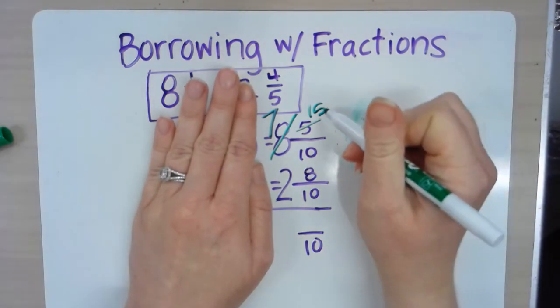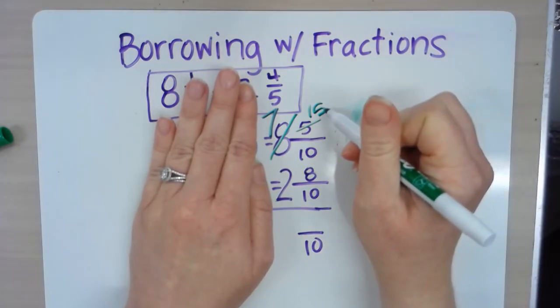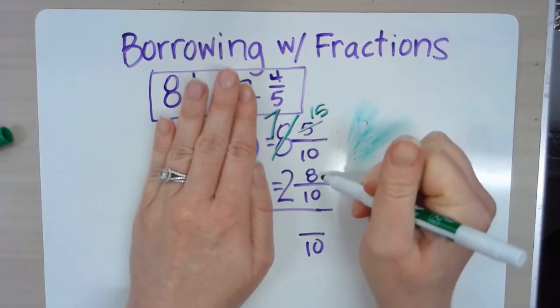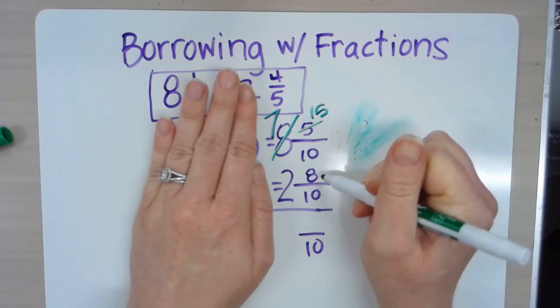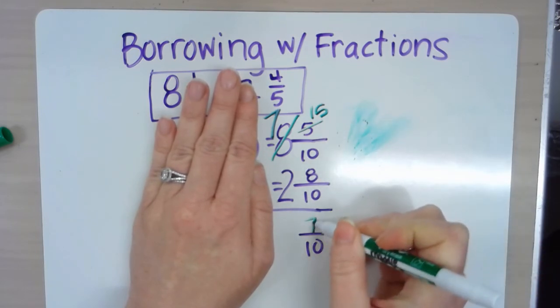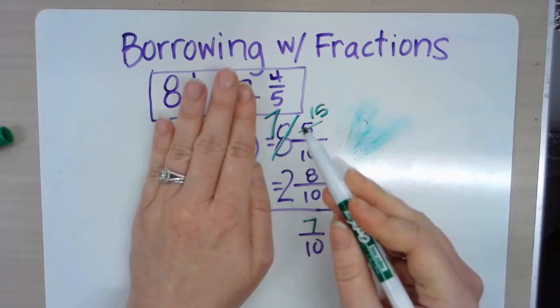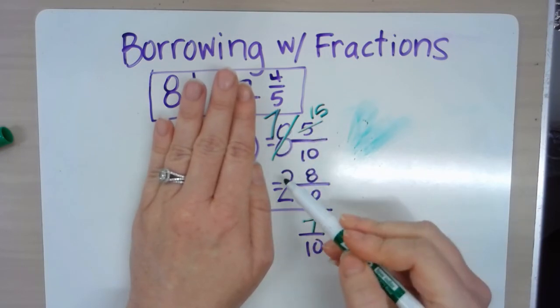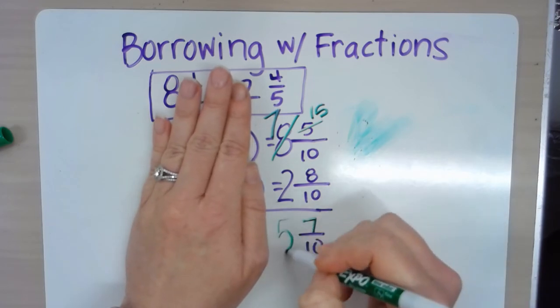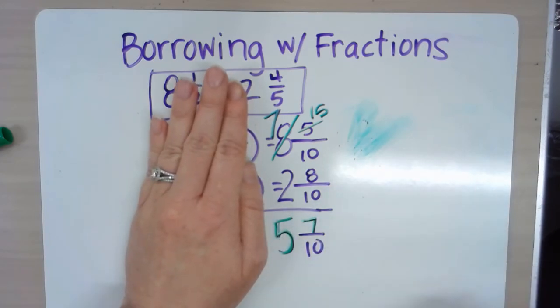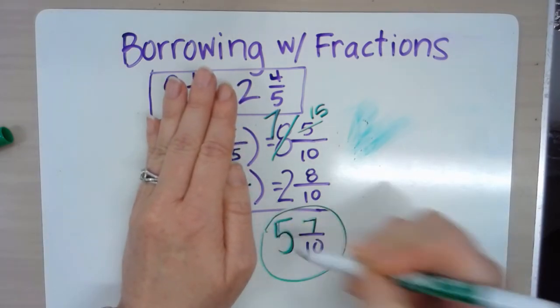Now that I have 15 as my numerator, I can subtract. Here I have 15 taking away 8. When I have 15 take away 8, I will get 7/10. Now I look at my whole numbers. 6 minus 2 gives me 4. And I arrive at 4 7/10 as my final answer.